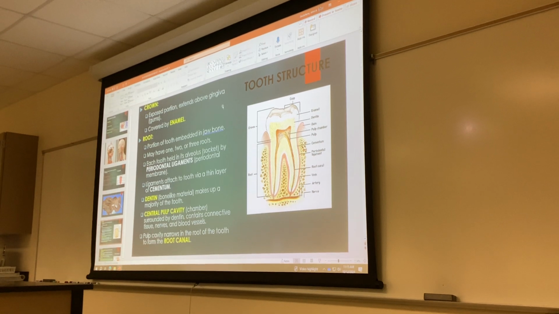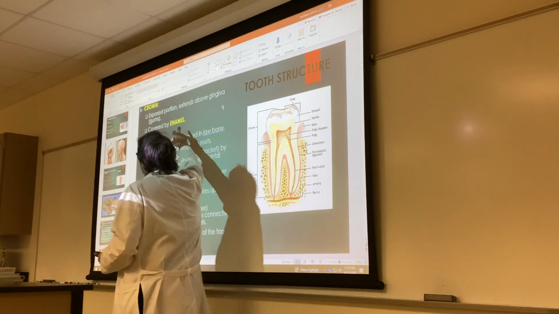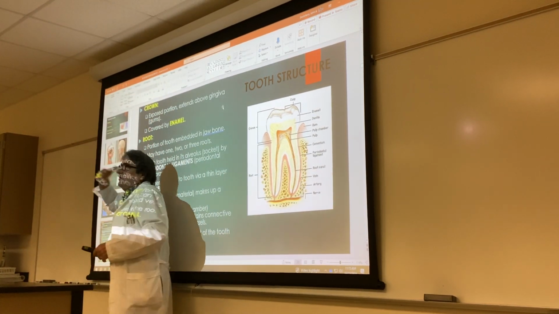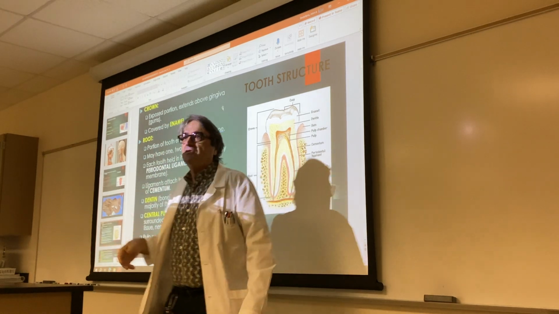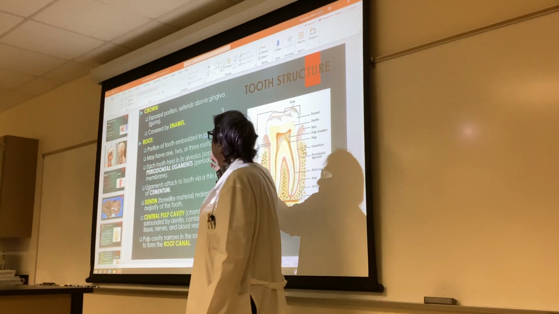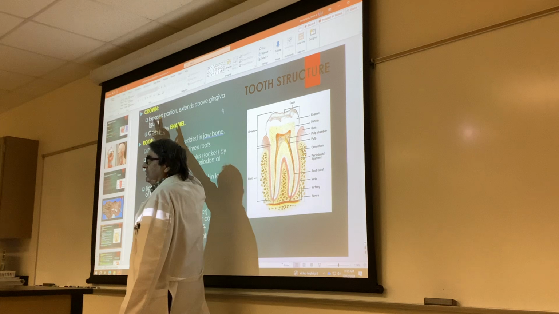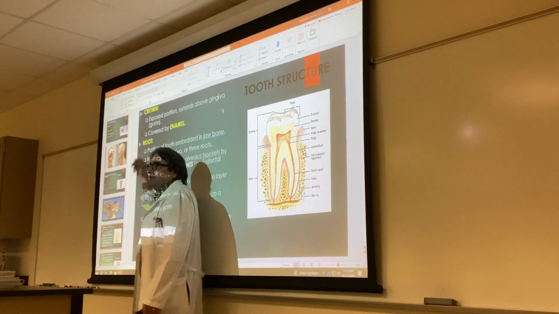Well, any part of the tooth that is above the gums or the gingiva, that is called the crown. But if we point to that and we ask, what's the white of that part? That is the enamel. The enamel is the white stuff.